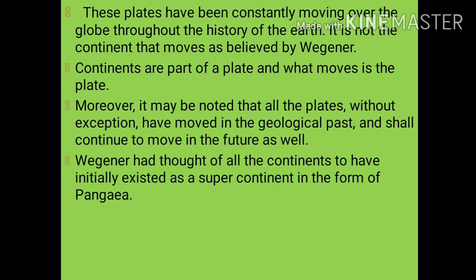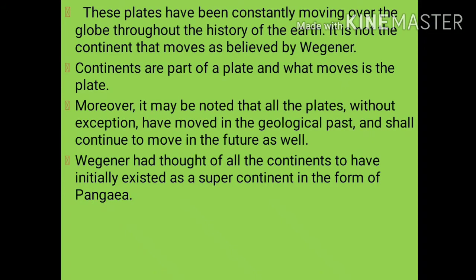Wegener had thought of all the continents to have initially existed as a supercontinent in the form of Pangaea. So what it explains is that there are tectonic plates which are present in the Earth's surface and which are constantly moving.